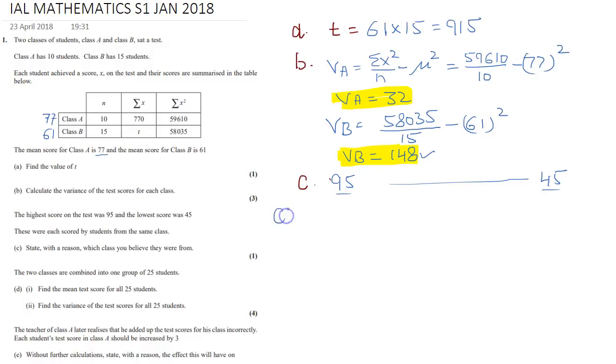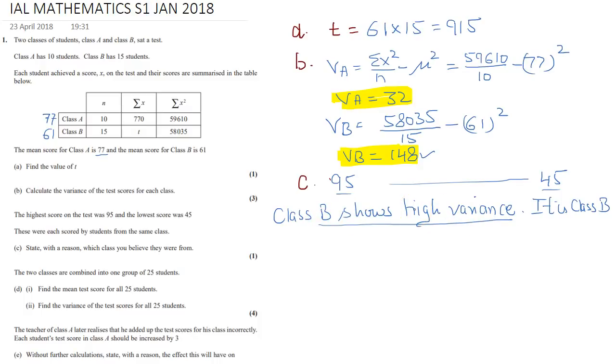So you can write that class B shows high variance. You must write that B shows high variance to get one complete mark. So it must be class B.